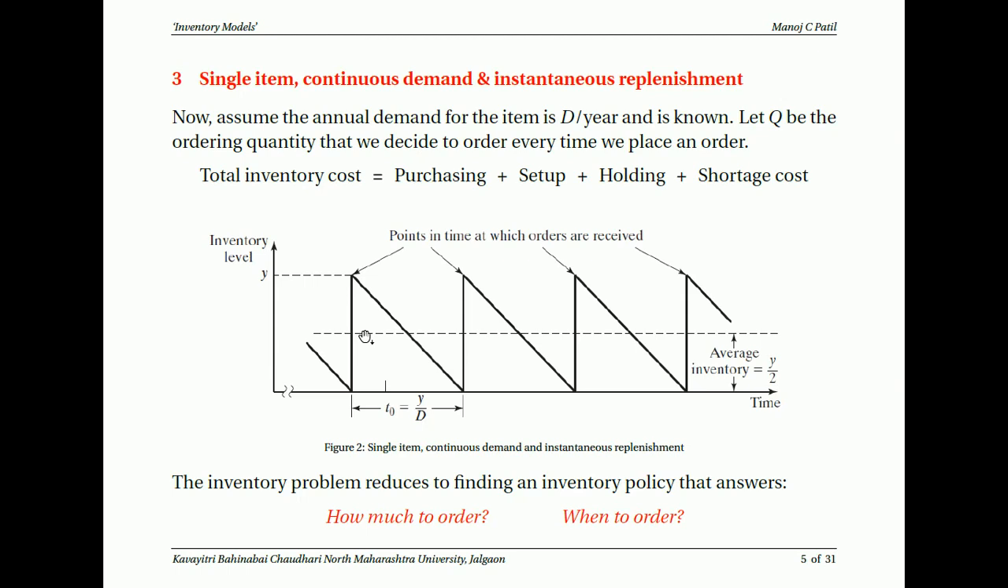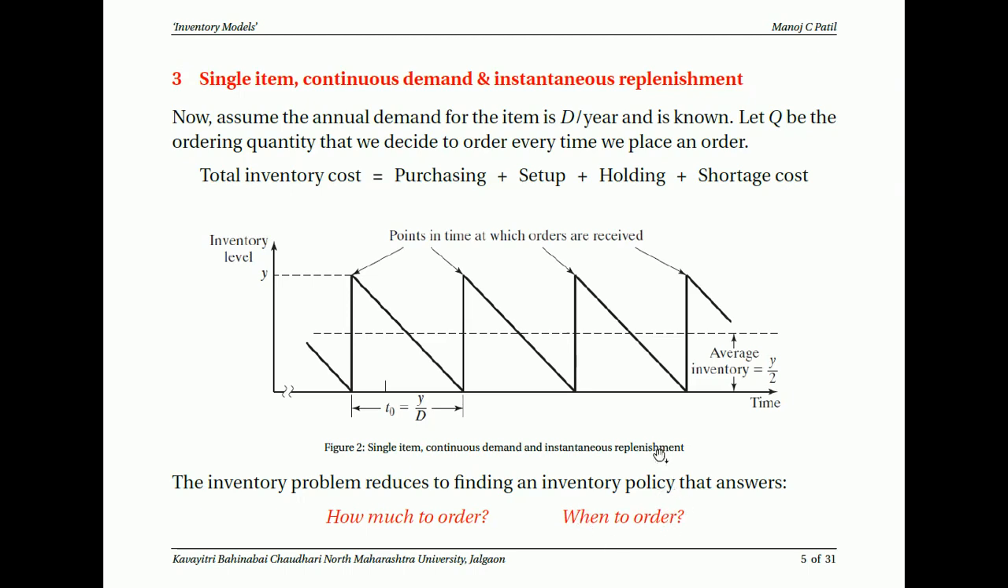The graph indicates nicely that the inventory problem reduces to finding an inventory policy that answers how much to order and when to order. So quantity and frequency are both the main questions here. If you increase the quantity, frequency will decrease, but increasing the quantity will increase the holding cost. Sure, it will reduce the setup cost, but it will really increase the holding cost.